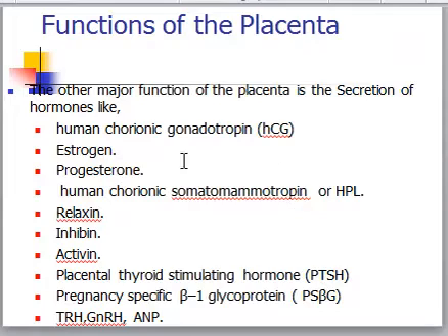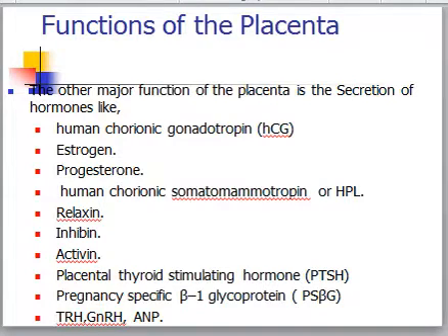Then there are the overall functions: HCG, estrogen, progesterone, and HCS, which means human chorionic somatotropin, and relaxin, inhibin, activin, placental thyroid stimulating hormone, pregnancy specific beta 1 glycoprotein, gonadotropin releasing hormone, and antidiuretic peptide. These are actually the other major functions of the placenta, the secretion of hormones like these.